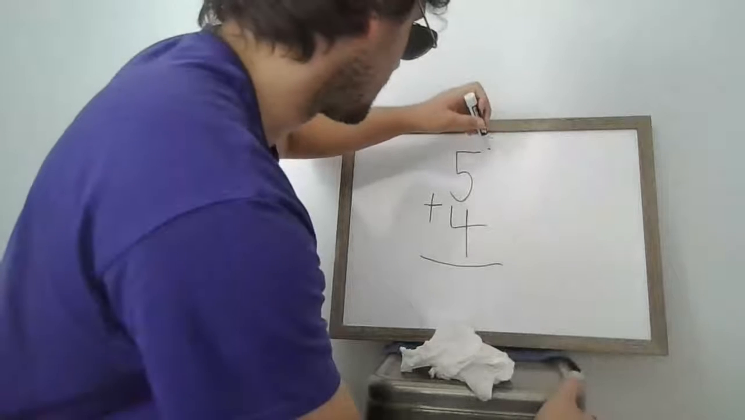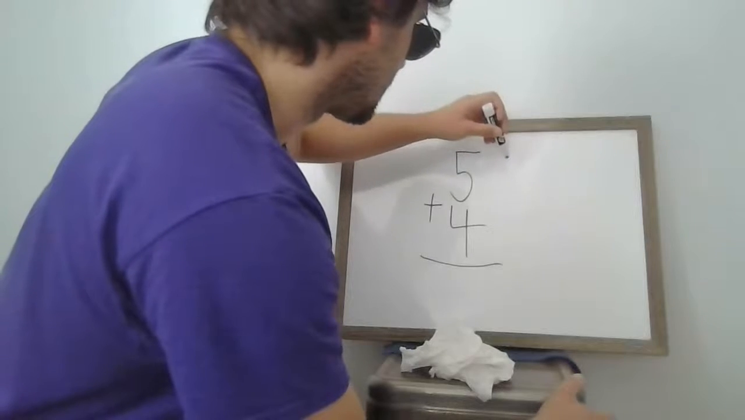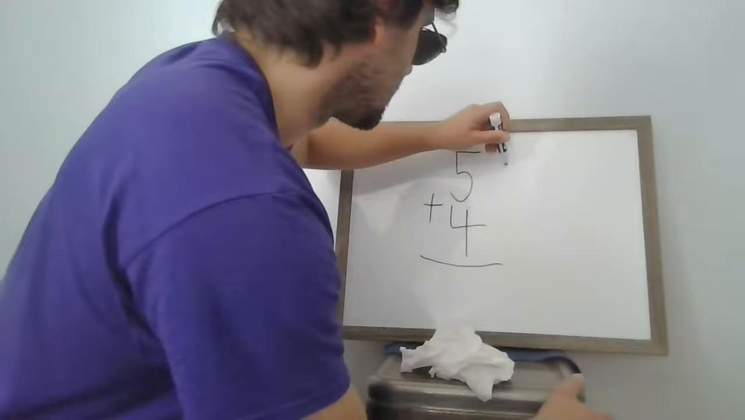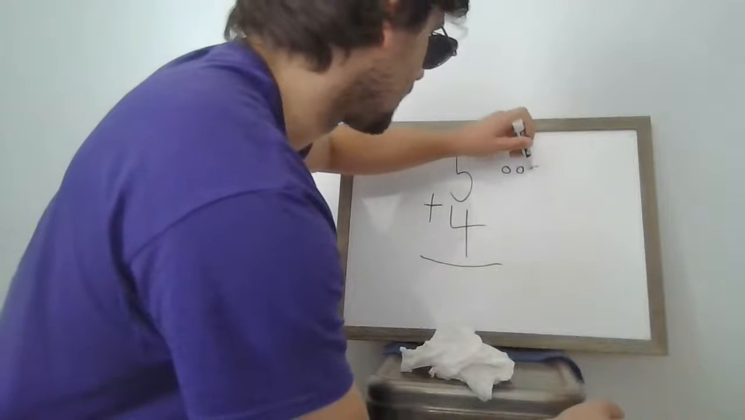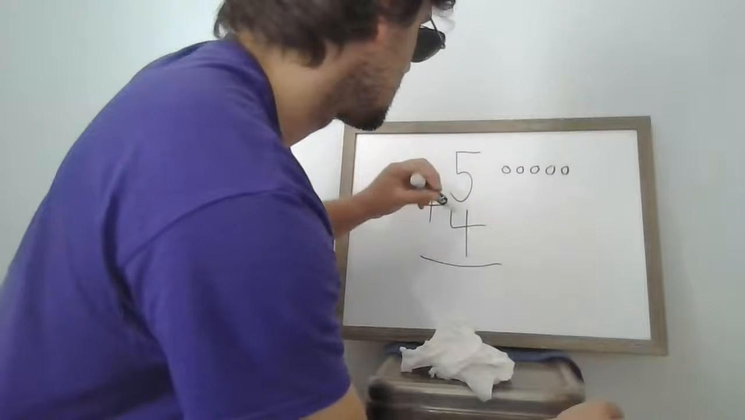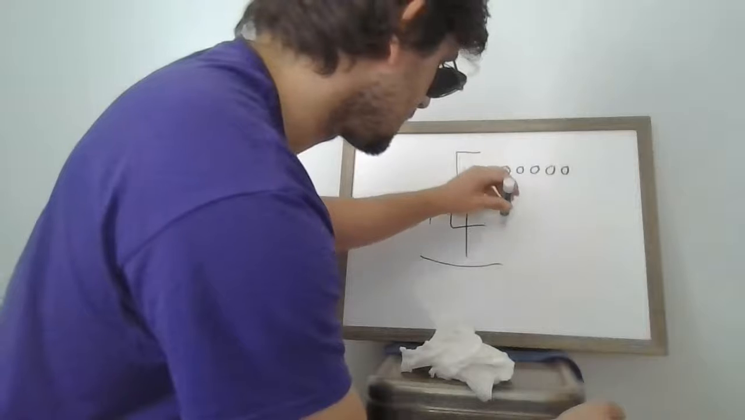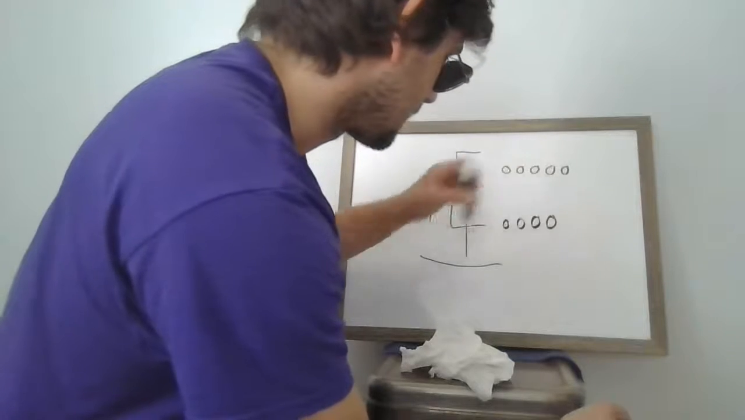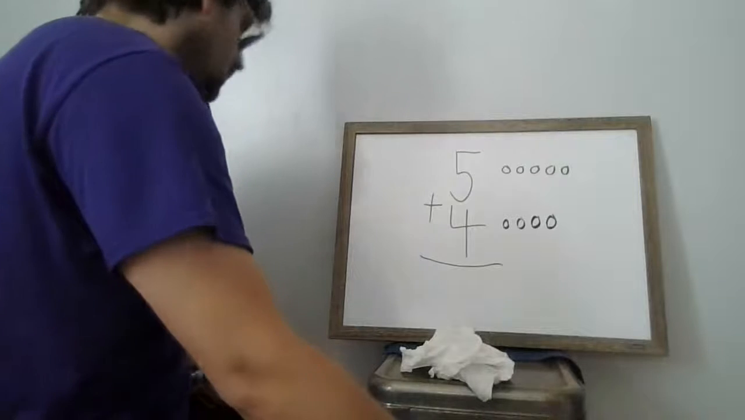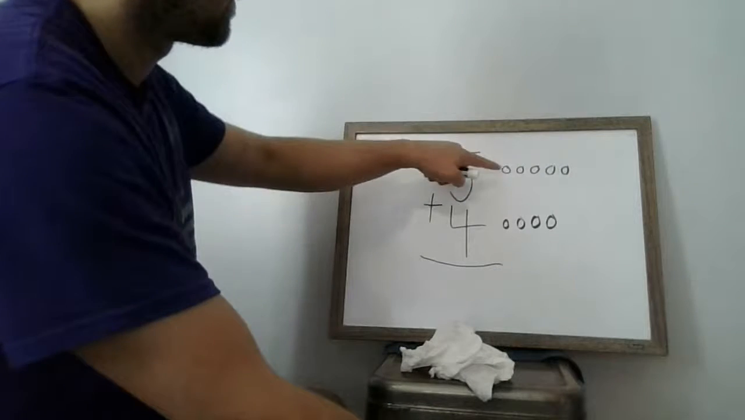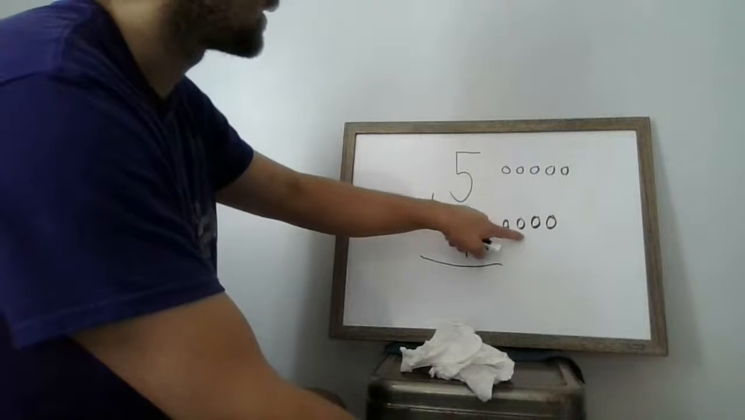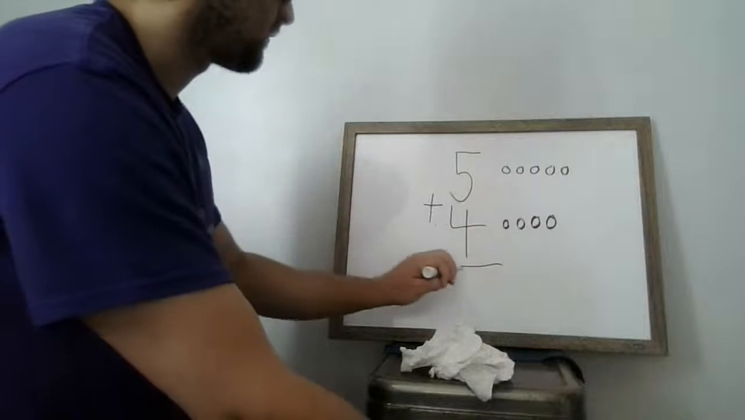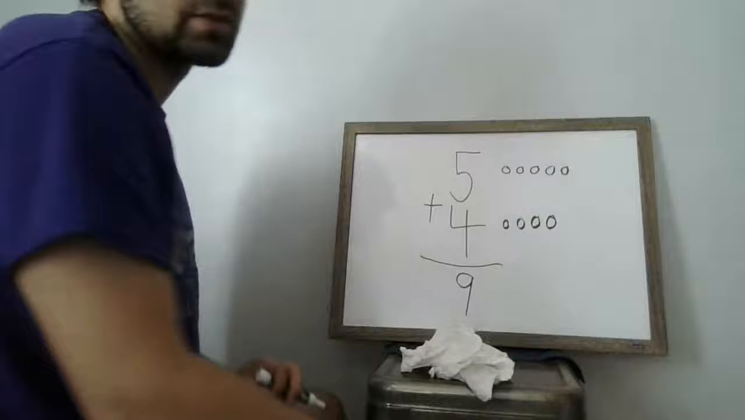So 5 plus 4. So what I'm going to do is I'm going to draw five X's, or it could be circles. It really doesn't matter what the item is, but 5 something. We'll go with circles. I'm going to draw 5 circles here, and then I'm going to draw 4 circles down here, and I'm going to count the total number of circles. 1, 2, 3, 4, 5, 6, 7, 8, 9. So 5 plus 4 equals 9.